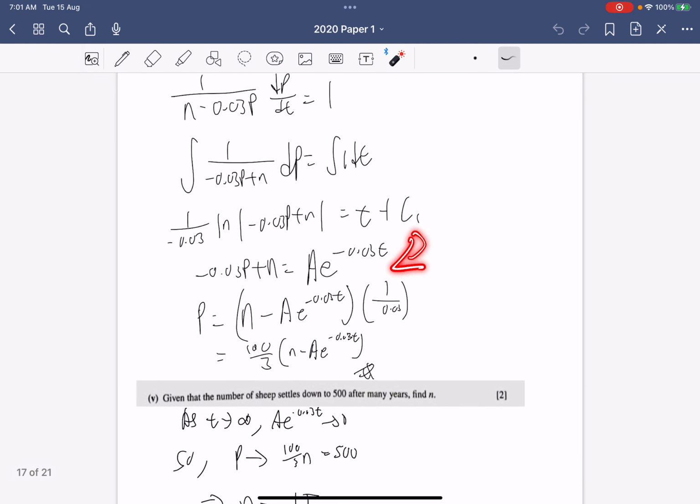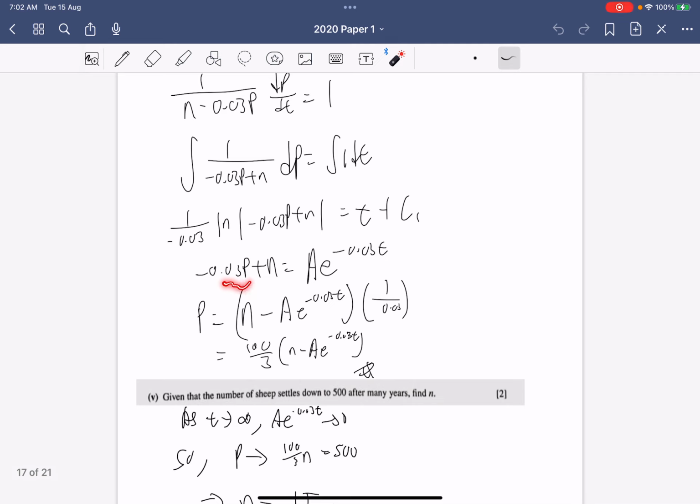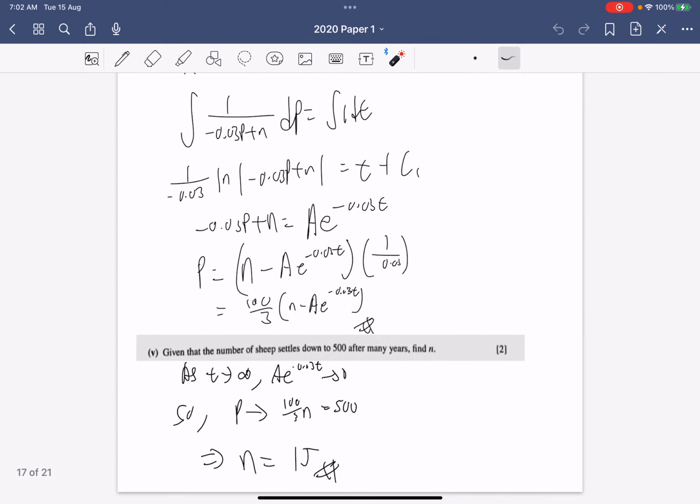And you can straight away write A e to the power minus 0.03t equals minus 0.03P plus n. So you just bring the P over, bring this over, so you get n minus A times e to the power minus 0.03t. Then when you bring this over, this minus sign disappears, so it's 0.03, so you divide by 0.03 and you should get this 100 over 3 times that expression over there.